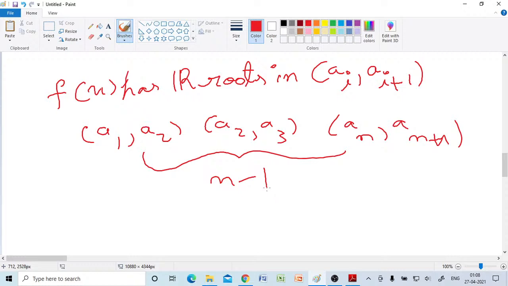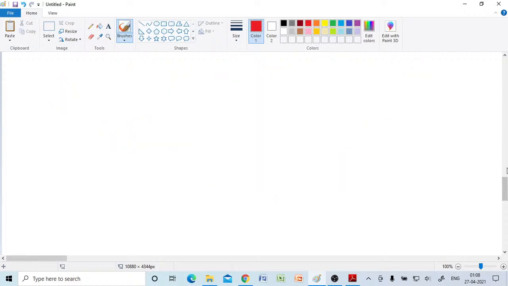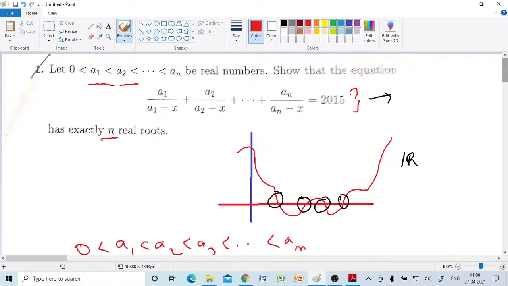But we are told that this function must have n real roots. So where does this extra root come from? From where can we get this extra root?